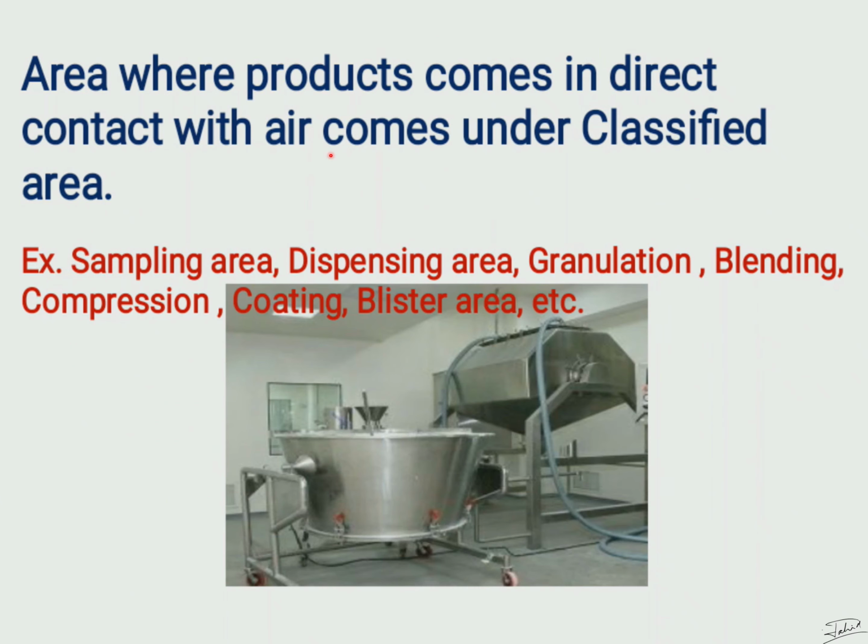So what are the classified areas? Sampling area, dispensing area, granulation, blending, compression, coating, blister area. These are very critical classified or clean room areas, because our product comes in direct contact with air in these areas. That's why the airborne particles should be controlled in these areas.